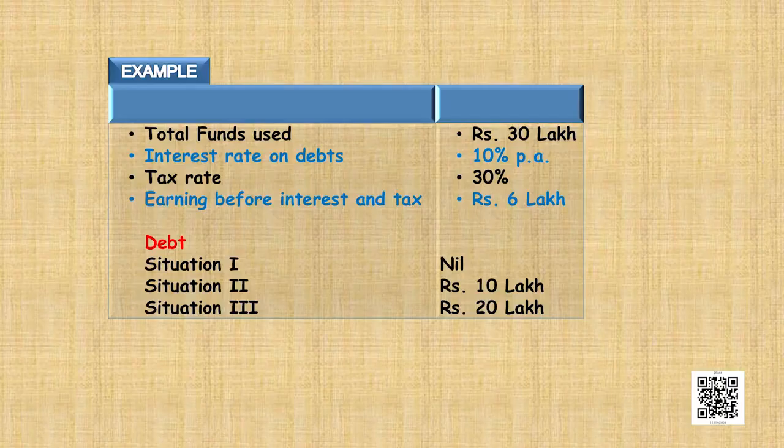Now, let us move ahead and take a practical example. Let us suppose a company wants to take a financial decision of investing rupees 30 lakhs. The interest on debt that has been issued is 10% per annum. The tax rate is 30% and the earning before interest and tax is rupees 6 lakhs. Let us take three situations. The first situation says that there is no debt. The second situation says the debt used is to the amount of rupees 10 lakh. And the next situation says that the debt used would be rupees 20 lakhs.